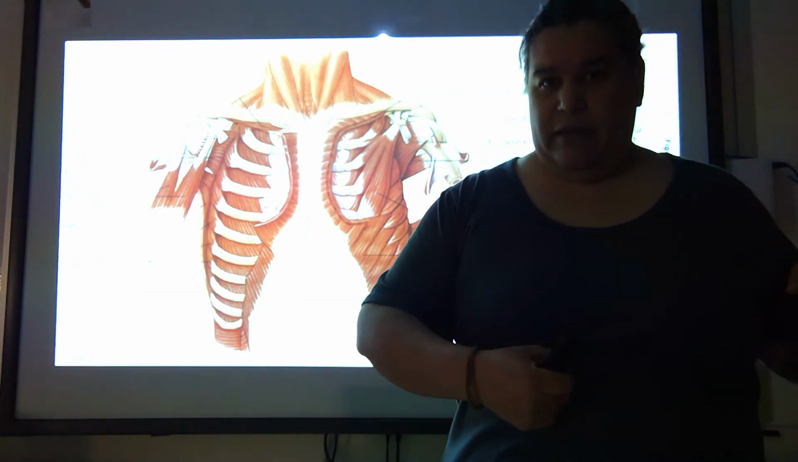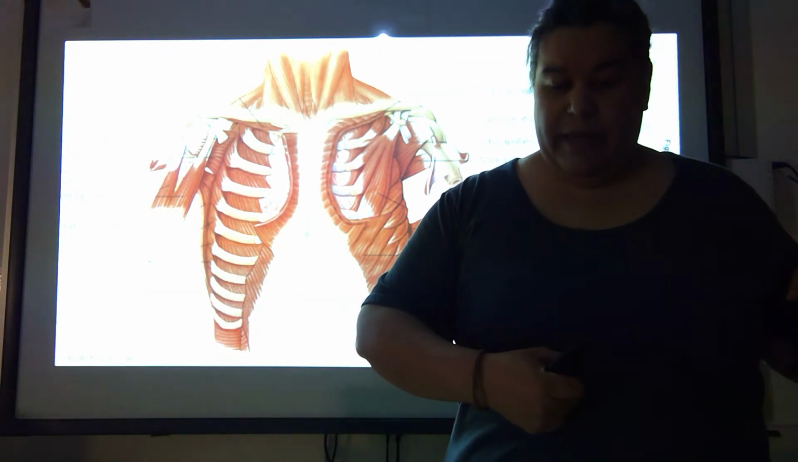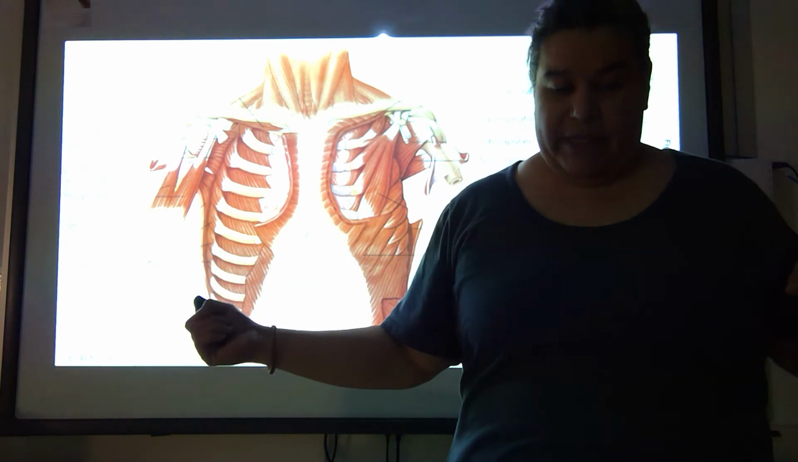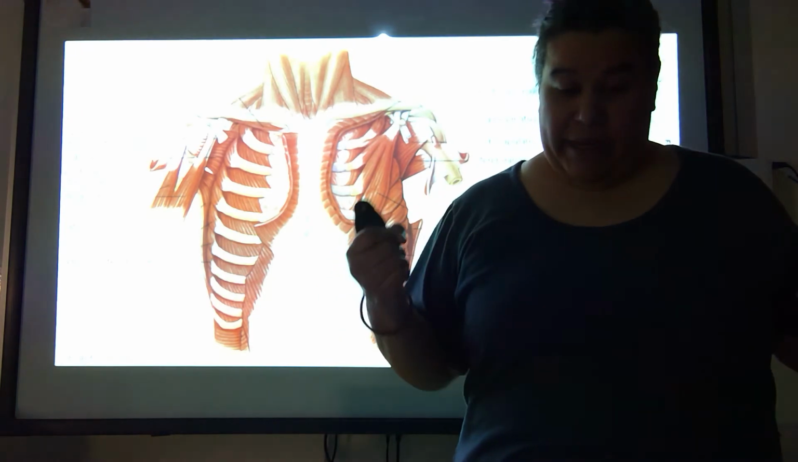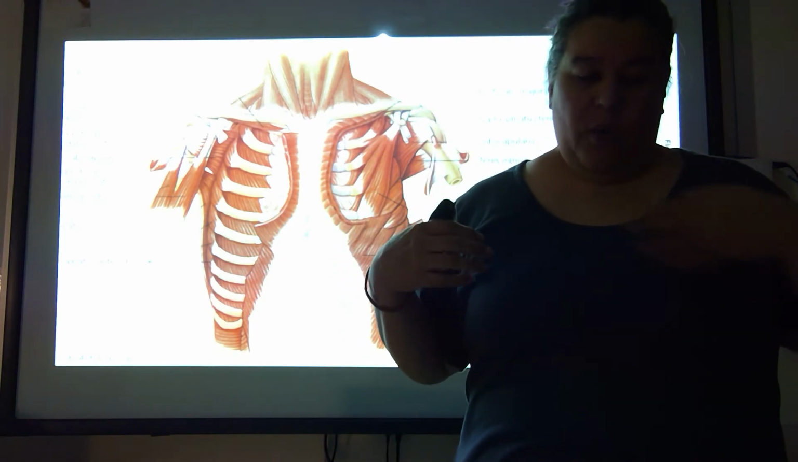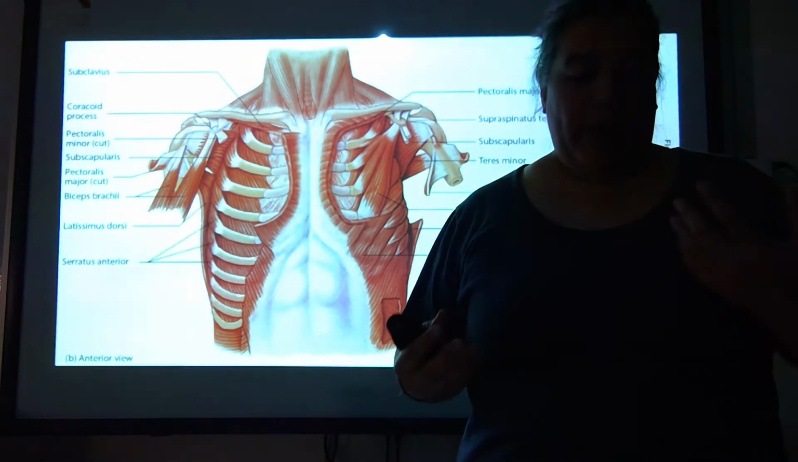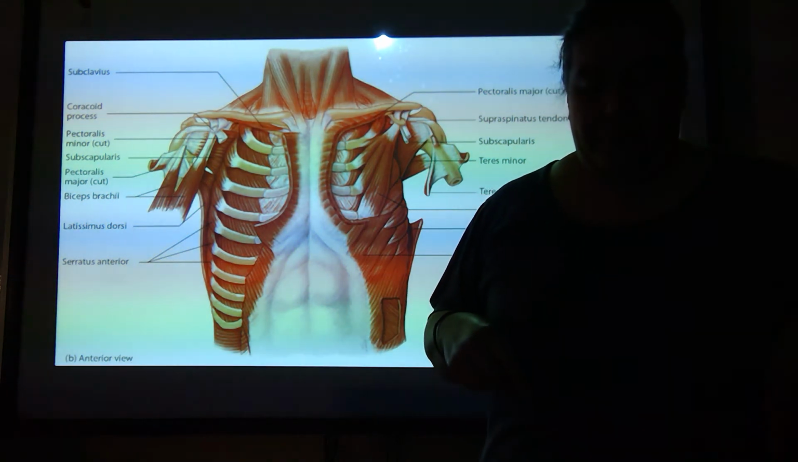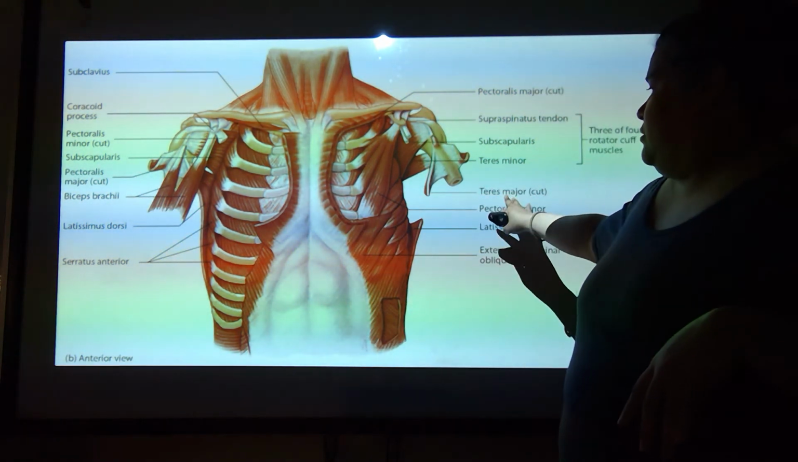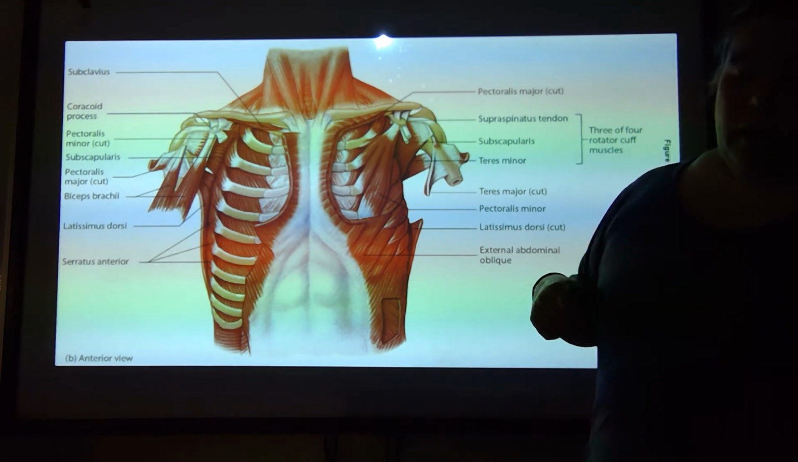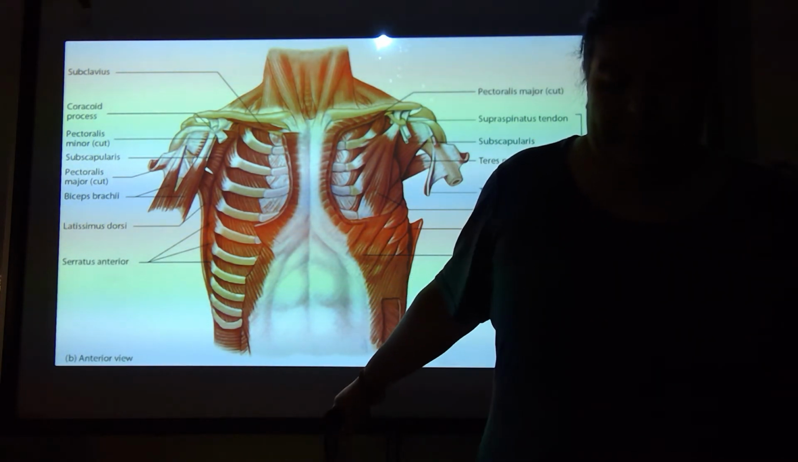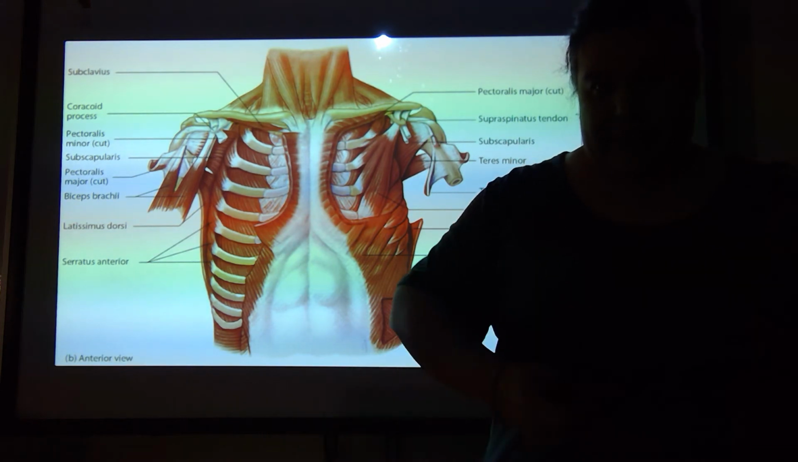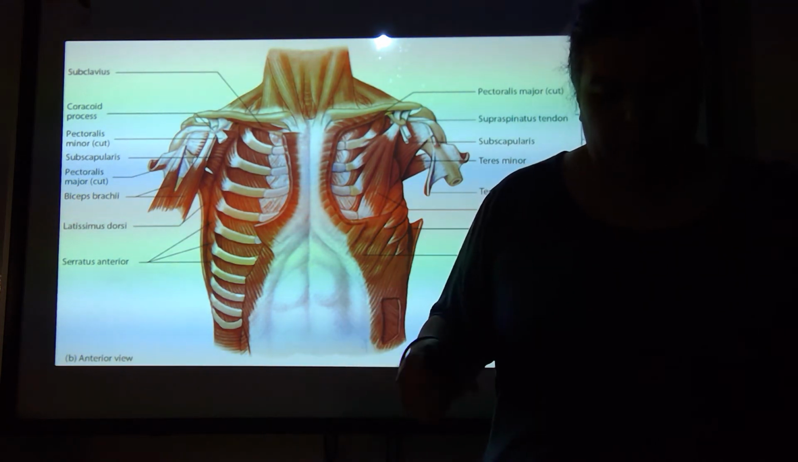Instead of medially rotating the arm, it laterally rotates the arm, and it can adduct, it can bring in, and it holds the head of the humerus in place as well. The Teres Major here extends the shoulder, okay, adducts and medially rotates your arm.